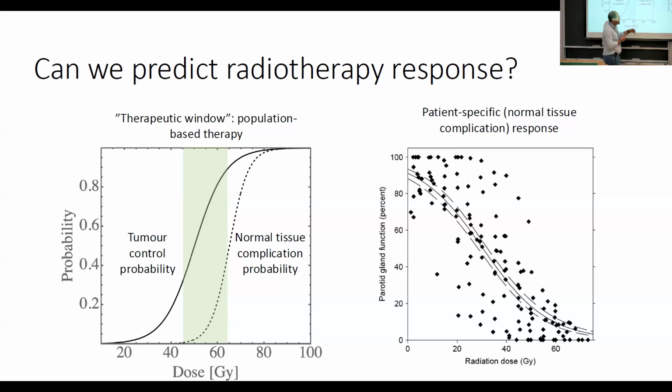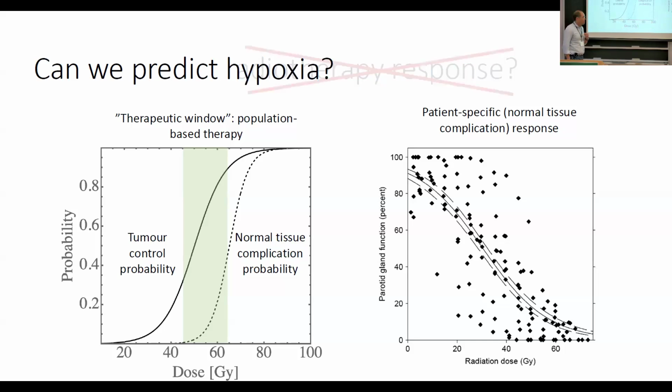Of course, the reality of this is if you actually unpack one of these curves, it's immensely noisy. Different people respond differently. And so many people are trying to see if we can deliver patient-specific radiotherapy. So if we know that your tumor is going to be very responsive to radiation, we can titrate, scale back down the dose. That's a big problem. I'm going to start with a baby problem, which is, can we predict hypoxia?